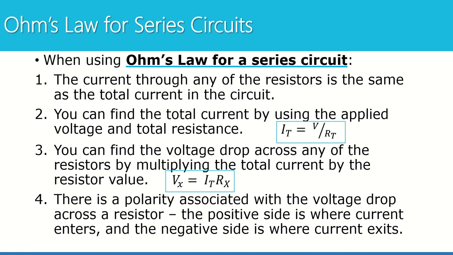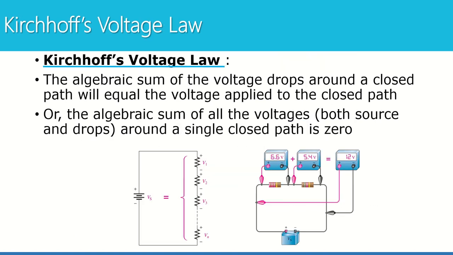There is a polarity associated with a voltage drop across a resistor. Remember, when you're drawing your polarity, the positive side is where current enters and the negative side is where current exits. Polarity is important because it indicates the direction of current flow. If you've ever placed a battery inside of an electronic device backwards, you know that the device won't work because the battery has a positive terminal and a negative terminal. So polarity is important, and that's a practical application. So when we label our polarities on our circuits, it indicates the direction of current flow. And again, the positive side is where current enters the particular element, and the negative side is where current exits.